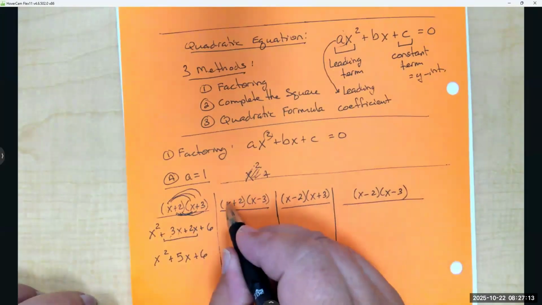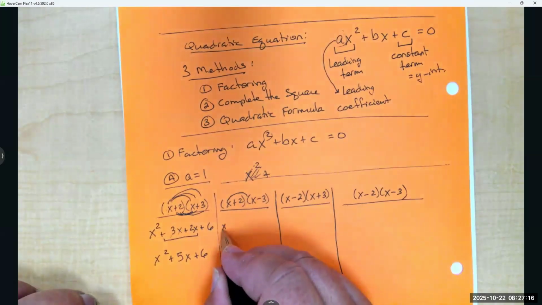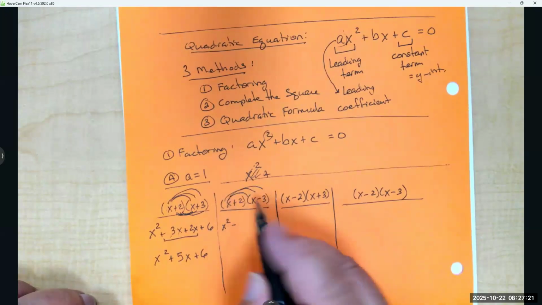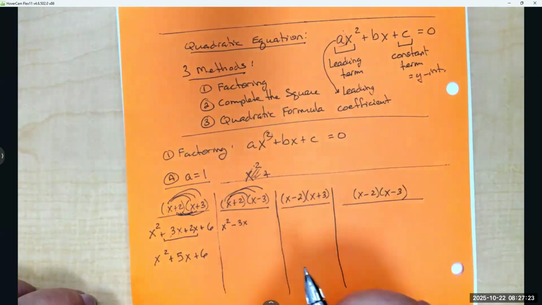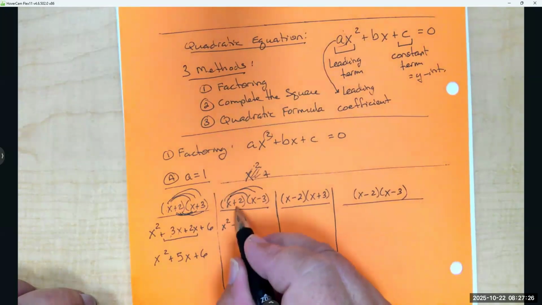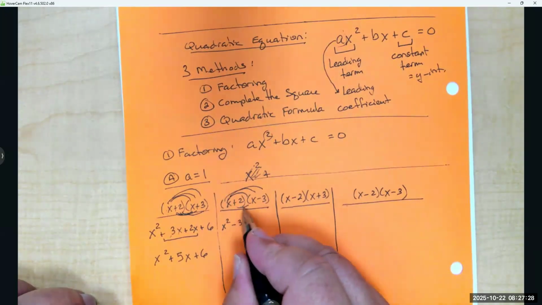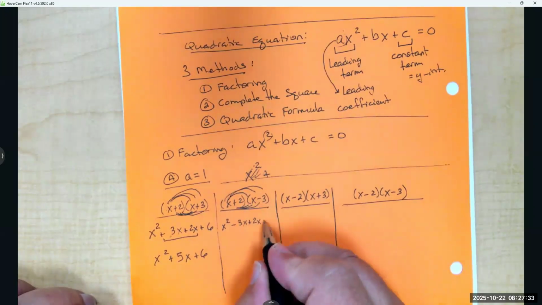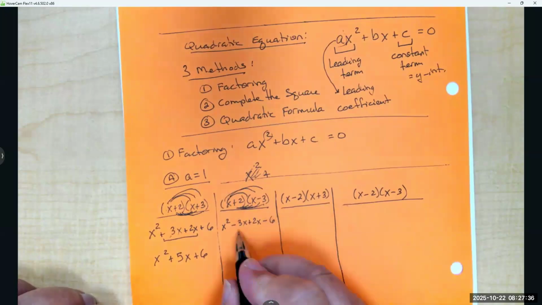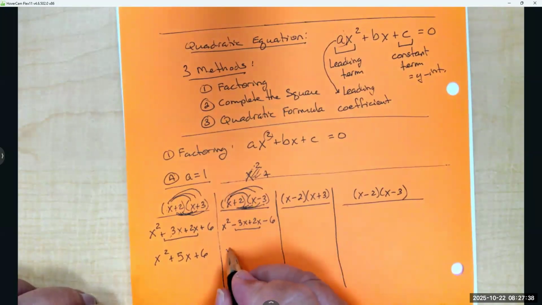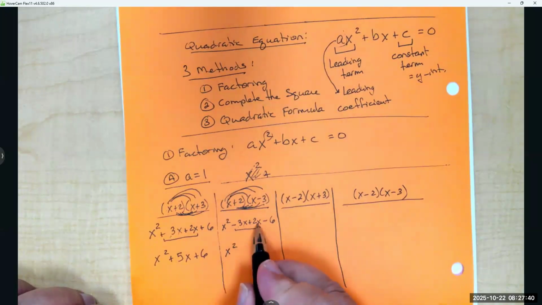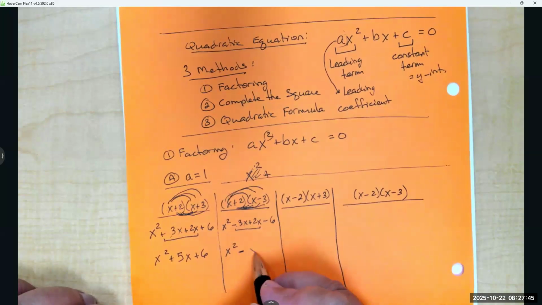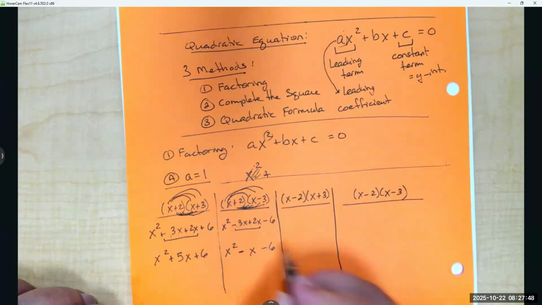So the next one, x times x is x squared. Positive times negative is negative. X times 3 is 3x. So that's that one. Positive and positive is a positive. 2 times x is 2x. Positive times negative is negative. 2 times 3 is 6. Combine like terms. Negative 3 and positive 2. 3 is bigger, so the answer is negative. 3 minus 2 is 1. Minus 6. That's the next one.